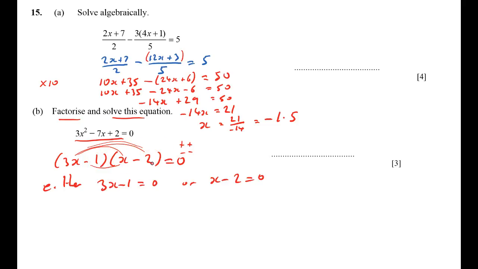If that's the case, I want to solve this one. Add 1 to both sides. That'll say that 3x is a 1, and then divide by 3, so x will equal 1 over 3, a third. This one here, solve this one, get rid of the minus 2. I have to add 2 to both sides, so that will give me x equals 2. And that's that solution done. That's 15 done.